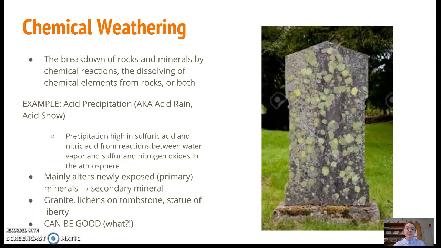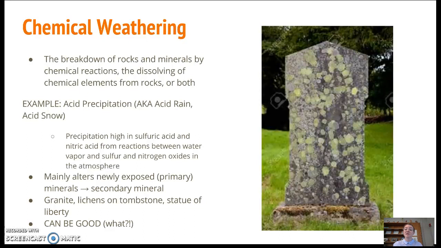So acid precipitation, can't say it, is precipitation that's high in sulfuric acid and nitric acid. And it's important to know that sulfuric acid and nitric acid are the two acids that make our rain acid precipitation or our snow acid precipitation. So this occurs when in the atmosphere, water vapor reacts with sulfur and nitrogen oxide. So that's what's going to make it form that nitric acid and sulfuric acid.